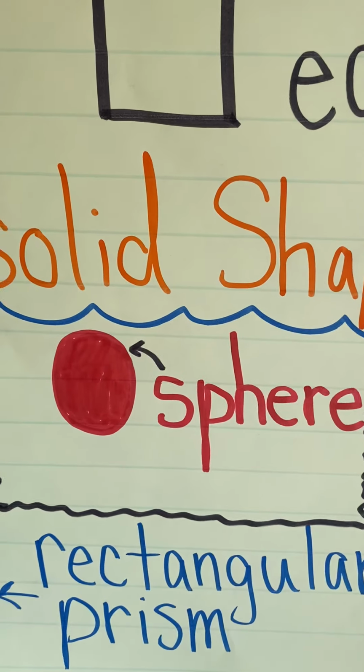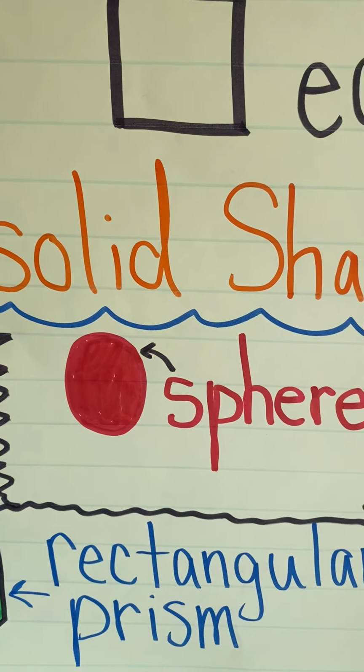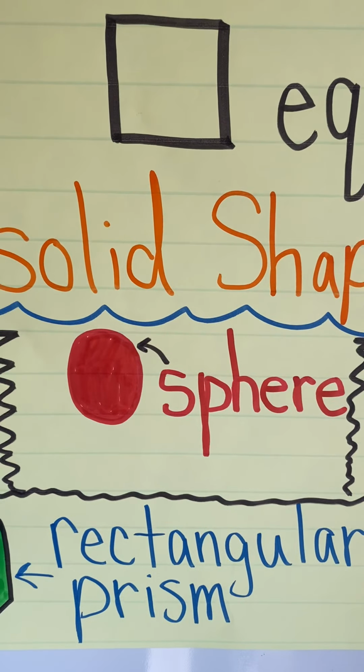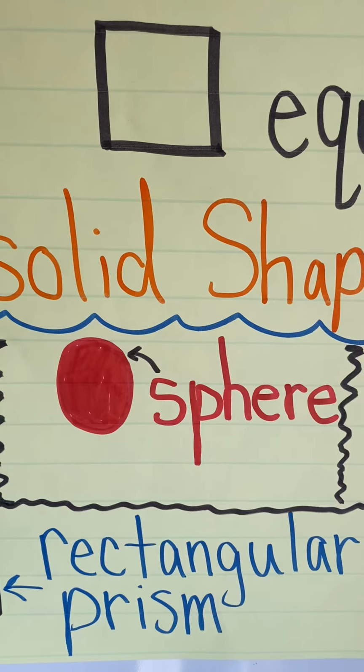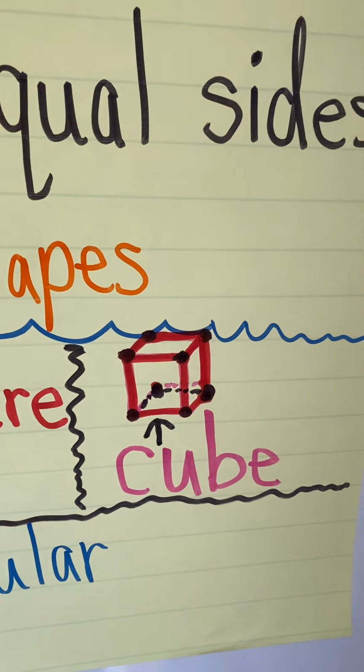The next shape is called a sphere. It looks like a ball because it's in the shape of a ball. It's just like the earth. It's in the shape of a sphere. A cube is a little bit different.